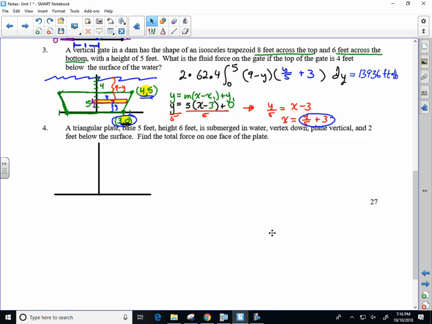In each of these cases, it's always one face of the plate, unless you're told 2 faces, in which case you just double your answer, but I'm not going to, so I wouldn't worry. So the base is 5 feet. We're talking about a triangle. I should have just used the triangle tool. The base is 5 feet, the height is 6, submerged in water, and it's 2 feet below the surface of the water.